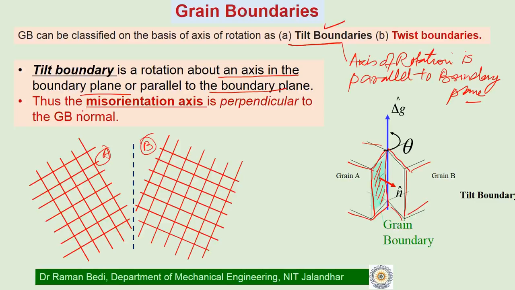Then the other thing, the misorientation axis, which is actually called the orientation, or better to call it the misorientation axis. So the misorientation axis is perpendicular to the grain boundary normal. The grain boundary normal is this, and the axis of rotation or axis of misorientation is perpendicular to the grain boundary normal. That is very, very clear here. So this is the concept of what we refer to as tilt boundaries.